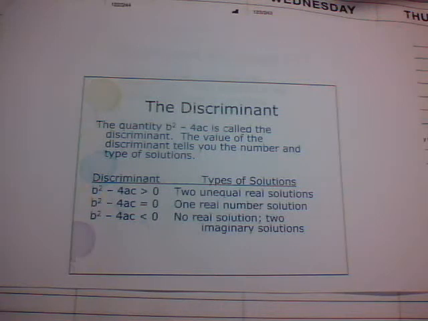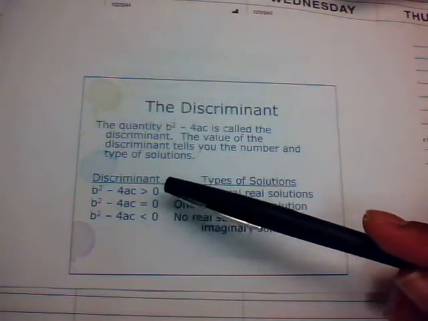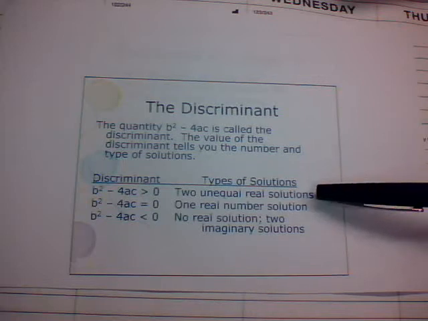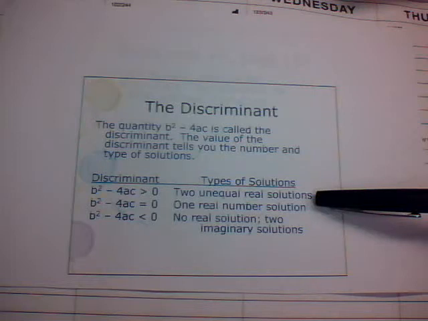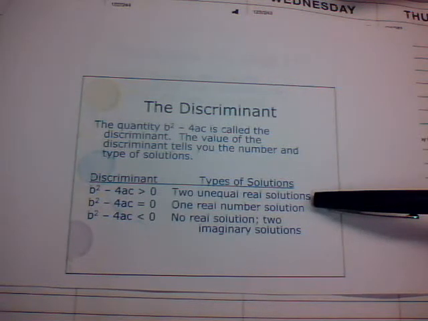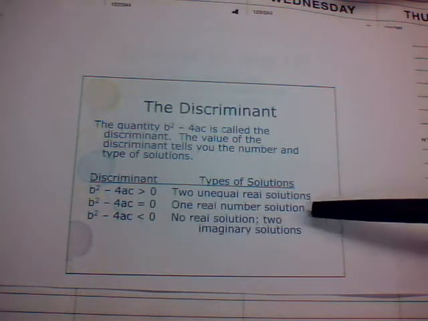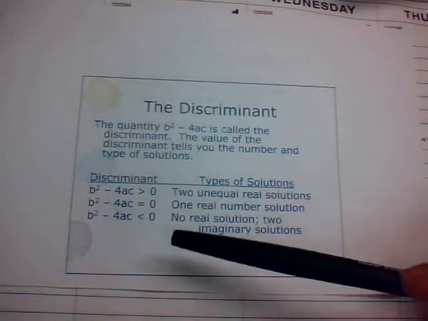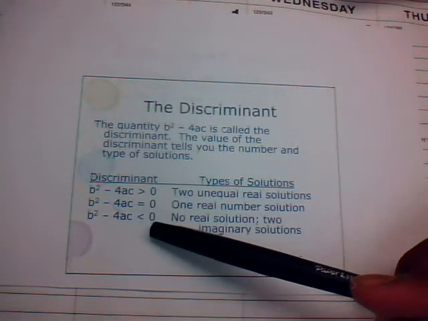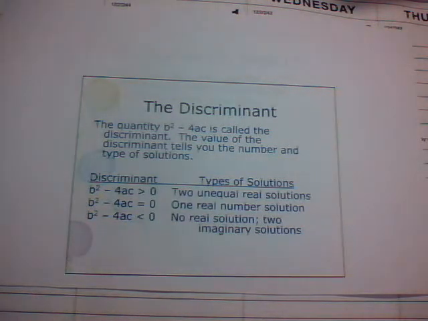So in this case, that's going to tell you the number and the type of solutions. If your discriminant is positive, that means if it's greater than 0, you have two unequal real number solutions. If the discriminant is 0, you only have one real number solution. And if the discriminant is less than 0, or negative, you have two imaginary solutions, or no real solution.